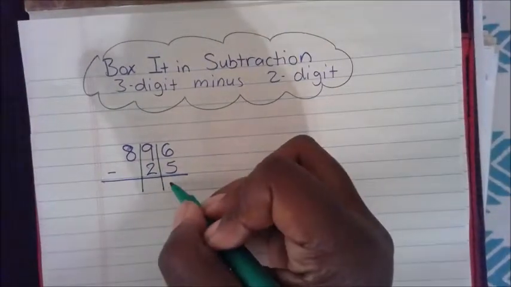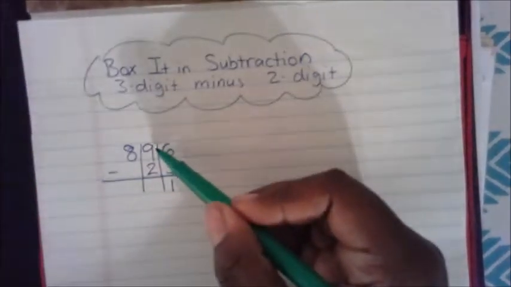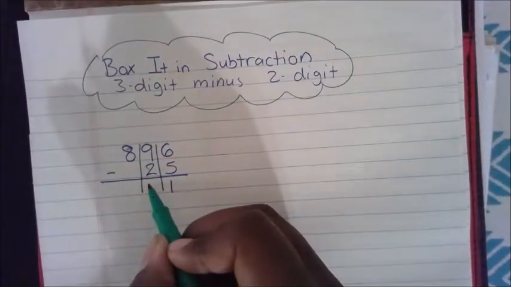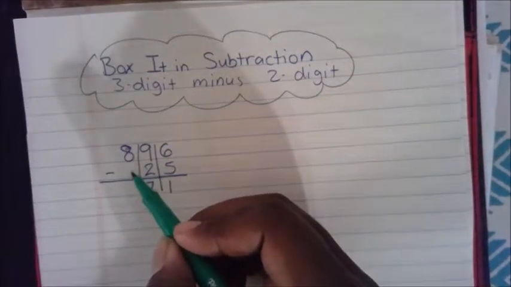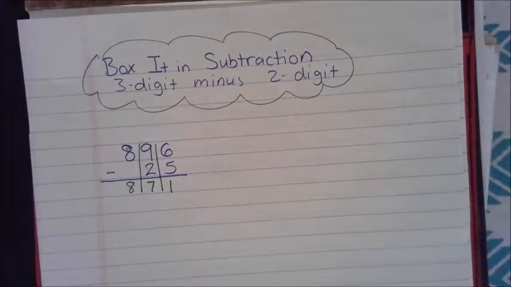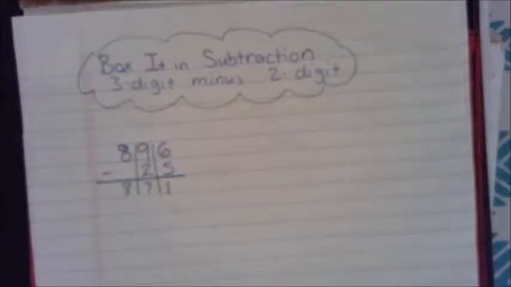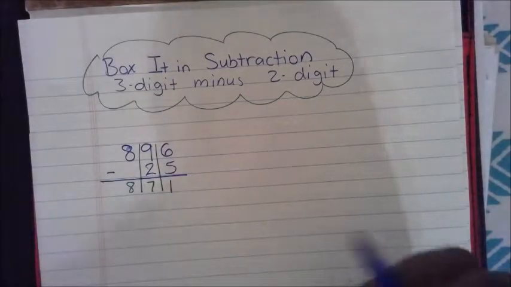6 minus 5 is 1. 9 minus 2, or as we know, 90 minus 20 equals 70. And 800 minus nothing, or 0, equals 800. So that problem didn't require us to use any methods or any box it in strategy. Good, let's go ahead and try another example together, and please forgive me, my camera is acting crazy tonight.